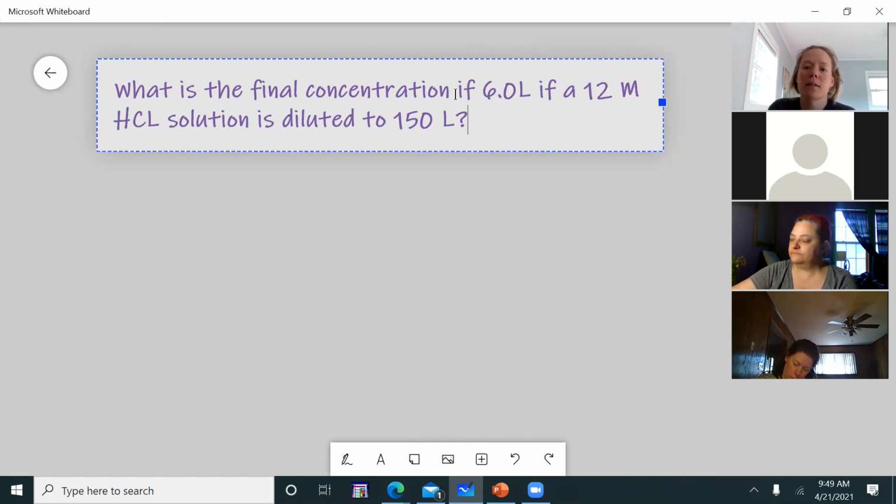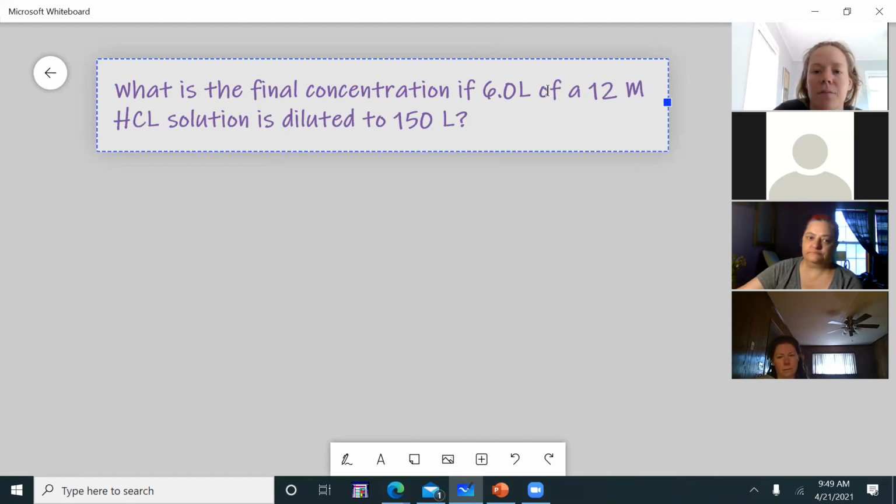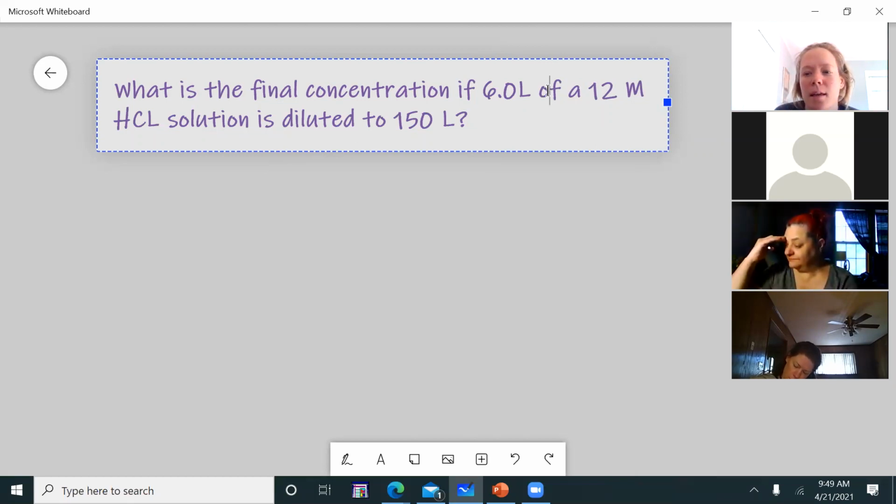Okay, what is the final concentration if 6 liters of a 12 molar HCl solution is diluted to 150 liters? So go ahead and set that up using your solution dilution equation, find your M1s and your V1s, your M2s and your V2s, figure out what to solve for.